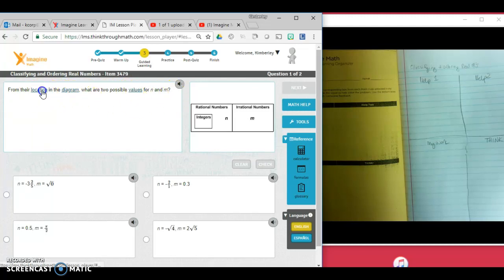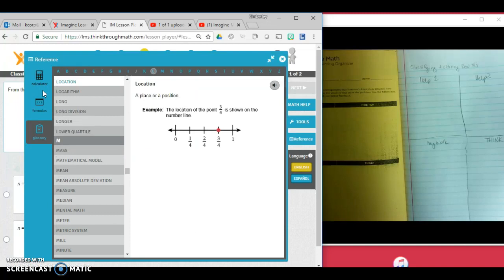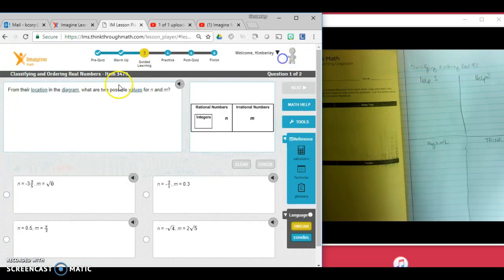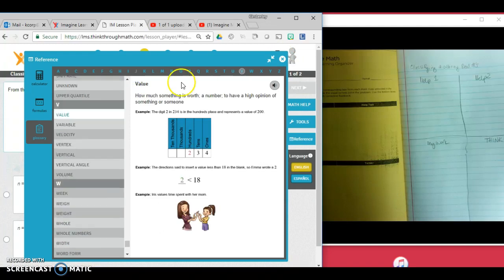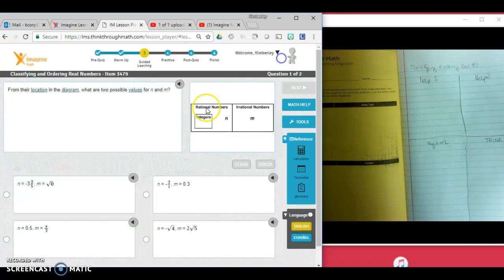So for the first question, it says, from their location in the diagram, what are 2 possible values of n and m? Now notice I can click on these words, and it will give me a definition for location, for values, to help you review.